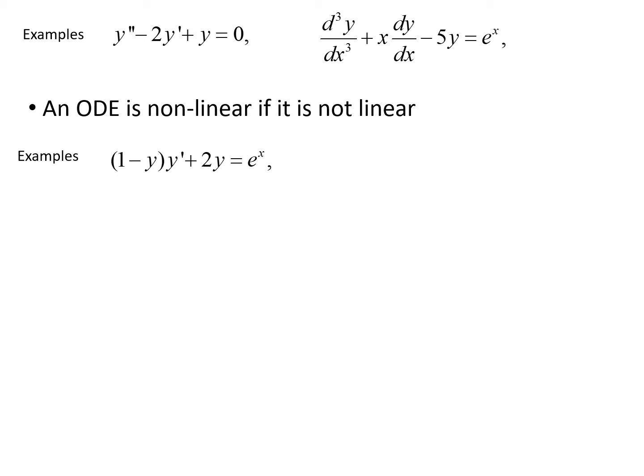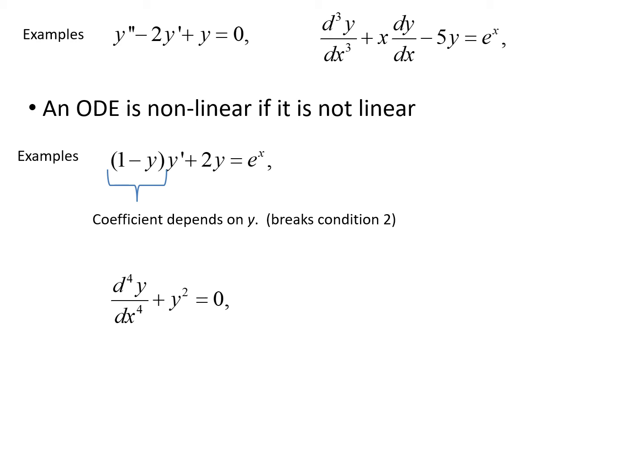So here, (1 minus y) times y prime plus 2y equals e to the x. If we look at y and y prime, they both have a power of 1, so they're both first degree. So that first condition is satisfied. But when we look at our coefficients, the coefficient of y prime is 1 minus y. Since that depends on y, that's going to break the second condition, which will make this a nonlinear equation, right?